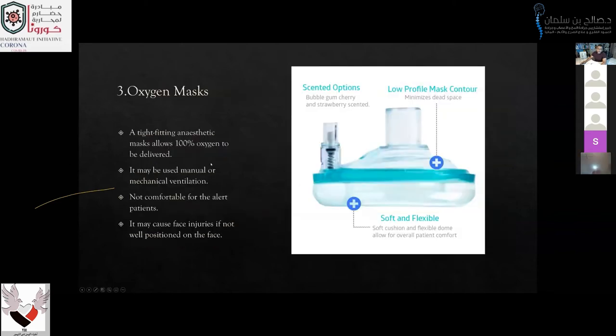The third type of mask is the tight-fitting anesthesia mask, which allows 100% oxygen delivery. It may be used for manual mechanical ventilation, and it is accurate. It is not comfortable for the alert patient. It may cause face injury if not well positioned on the face.